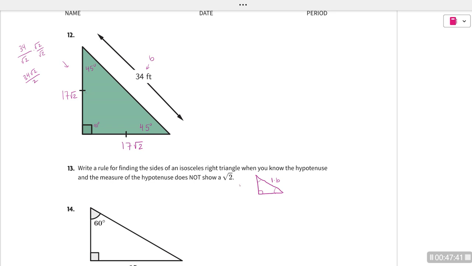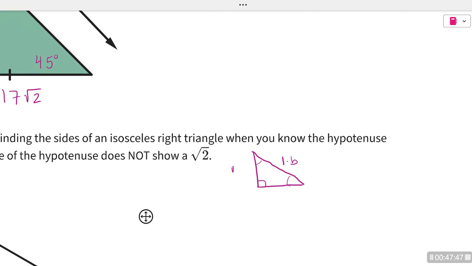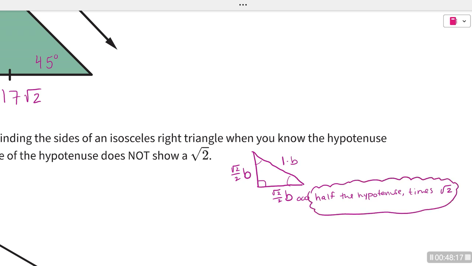So then this would be square root 2 over 2 times b, and square root 2 over 2 times b. So we can think of it as half of b, right? A good way to think of it is half the hypotenuse times square root 2. That's a nice little way of thinking of it. We're cutting that hypotenuse in half and then multiplying by square root 2.